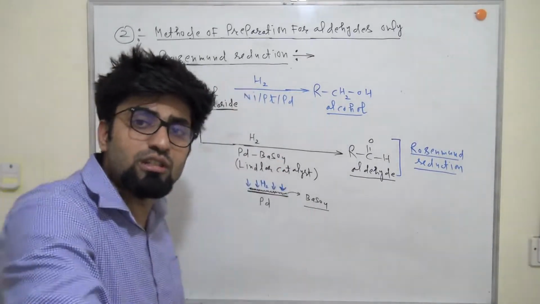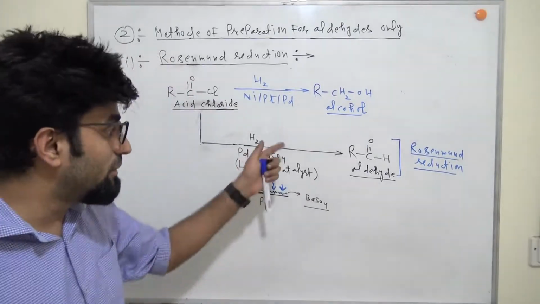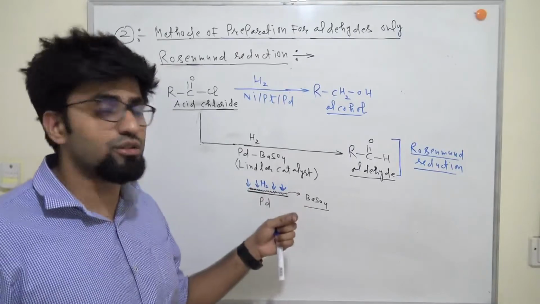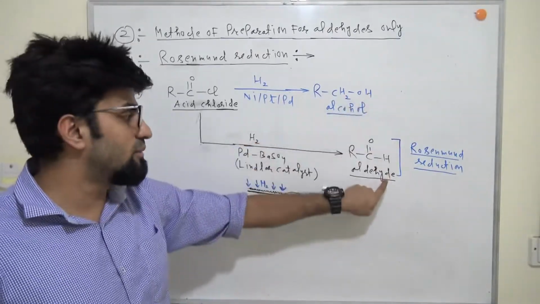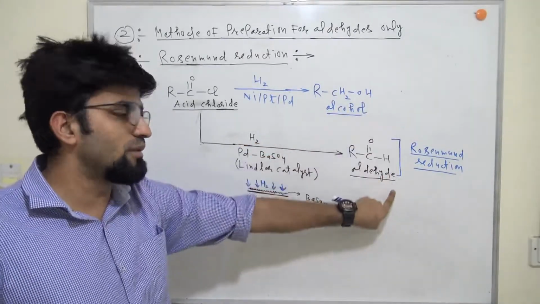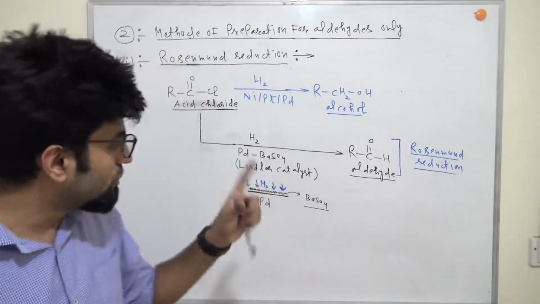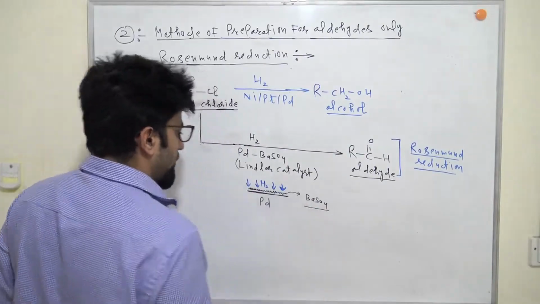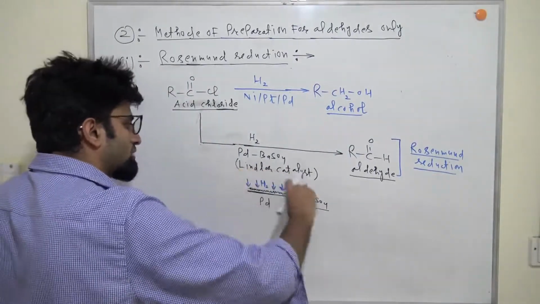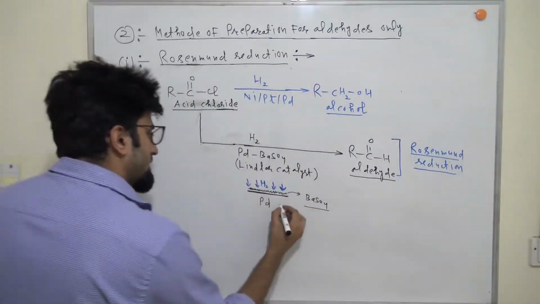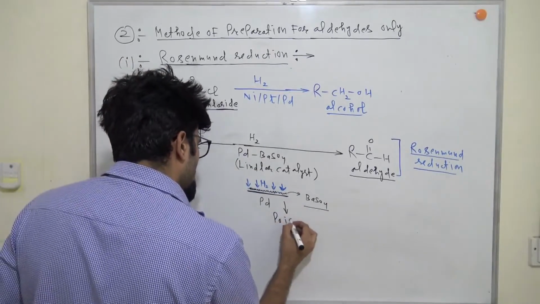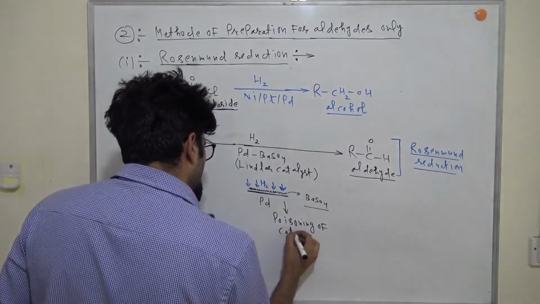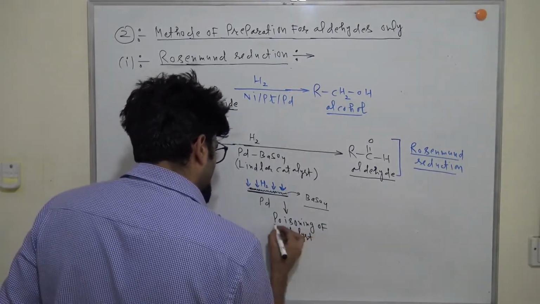So basically you reduced the reactivity of the catalyst, because now less hydrogen is being adsorbed. If less hydrogen, then instead of getting alcohol, this reaction will stop at aldehyde only. Understood? So applying BaSO4 on the surface of the catalyst, on the surface of palladium, is known as poisoning of the catalyst.